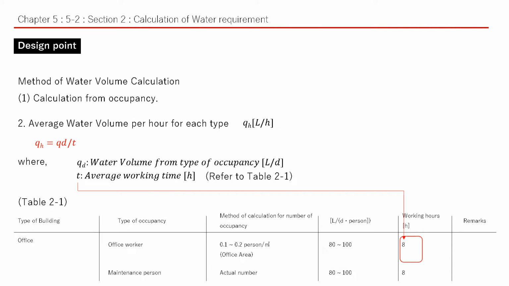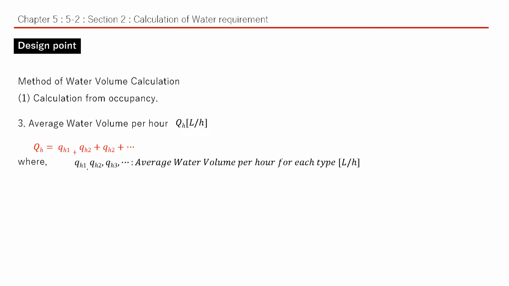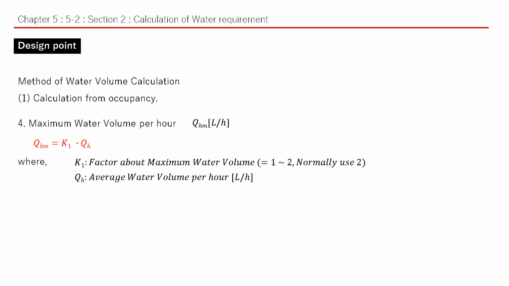Next, let's convert to the amount of water per hour. There is working time information in table 2-1. There are multiple uses in one building, and there are people who work at various times. In such cases, calculate them individually and add them up. Calculate the maximum amount of water per hour by multiplying by a factor. Then, the water usage calculation is complete.